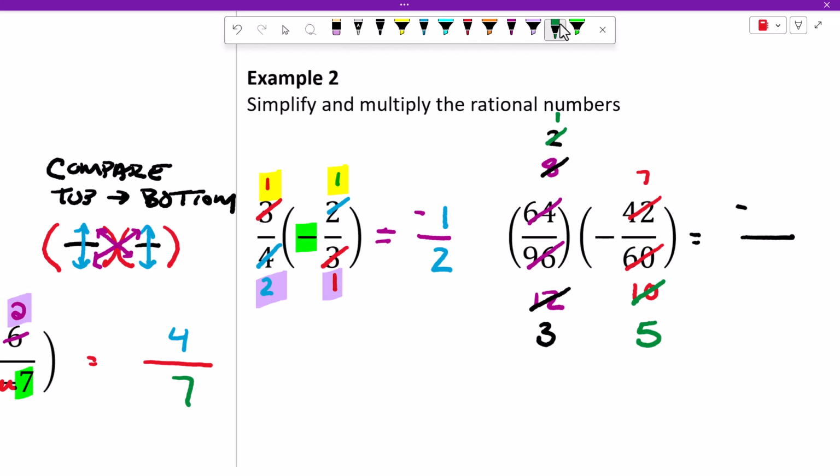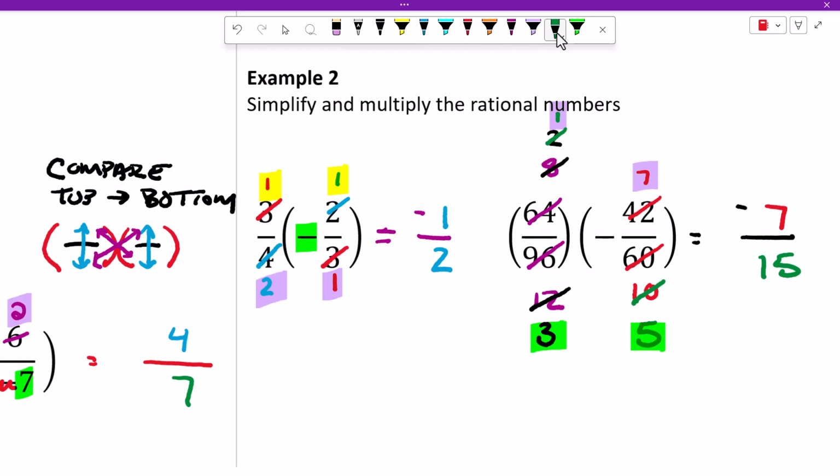It's time to check. Is there any other pairs? No. No, that's it. So we multiply the tops and the bottoms together. So 1 times 7 is left on the top, which is a 7. And on the bottom, we have a 3 times 5 left over, which is 15.